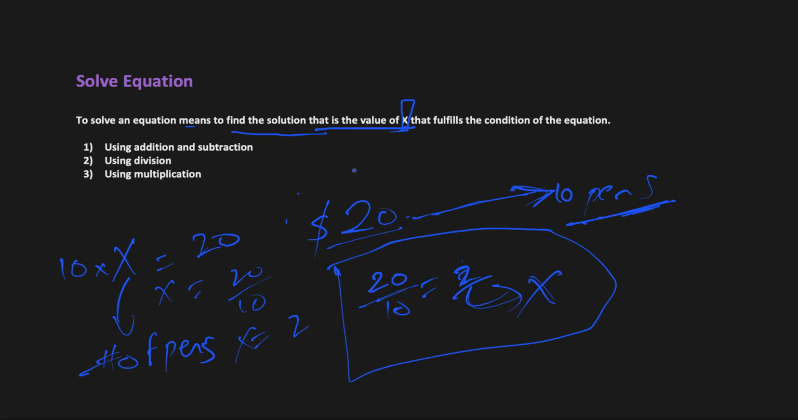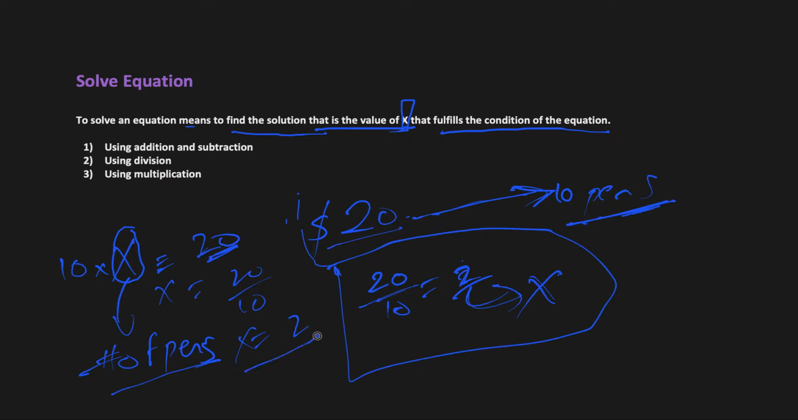And the other part of the statement says fulfills the condition of the equation. If you want to make an equation from this statement, it's 10 times x, where x is the cost of each pen, and this is equal to 20. So I bought 10 pens, and the cost of each pen is determined by x, and the total cost for those 10 pens was $20. So in order to find x, x is 20 divided by 10.